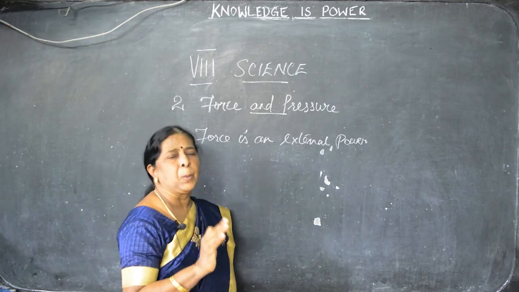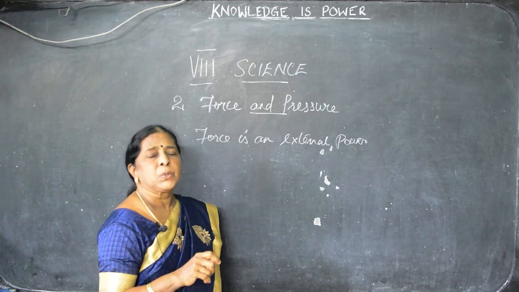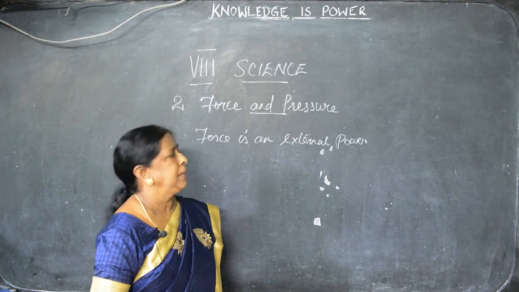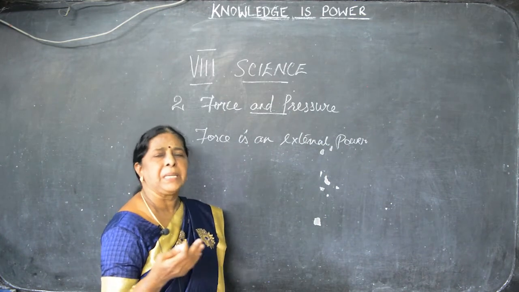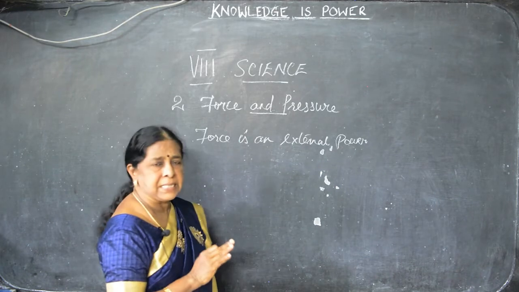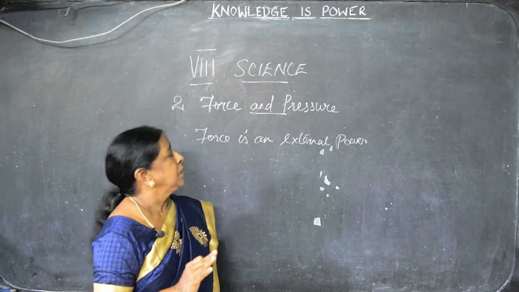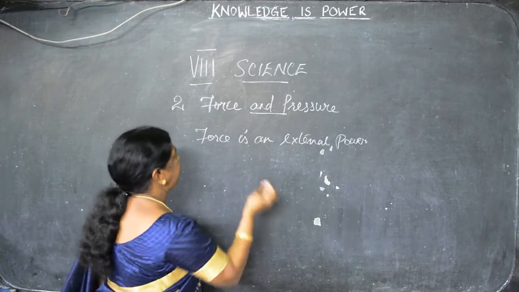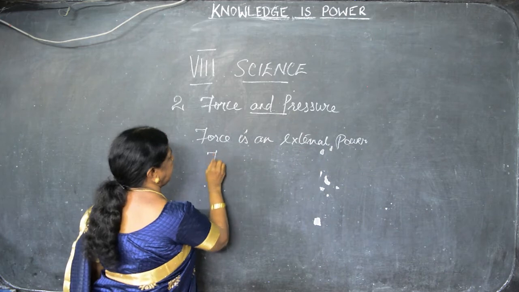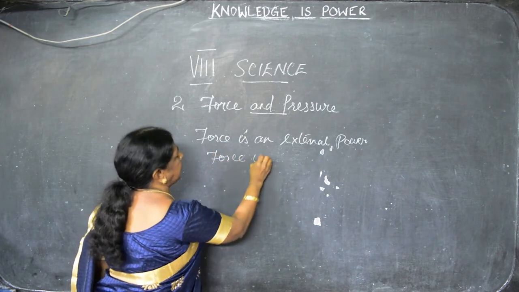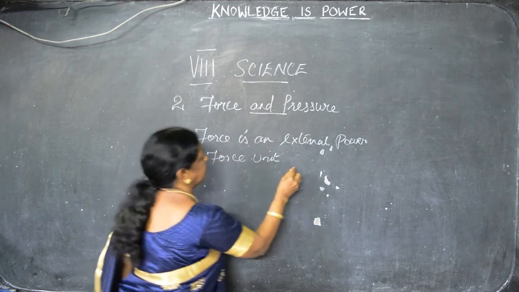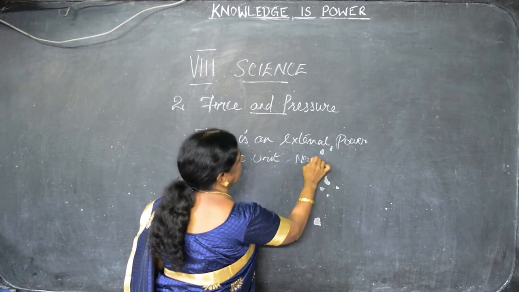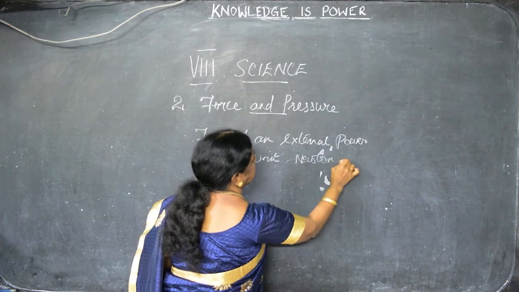For example, we are opening the door. So how are we opening the door? By using the force which is present in our hand. The same as kicking a ball. Like that, many examples we can see. So force is an external power. The unit of force is Newton. Everything is measured by a unit, no? So what is the unit of force? That is Newton.